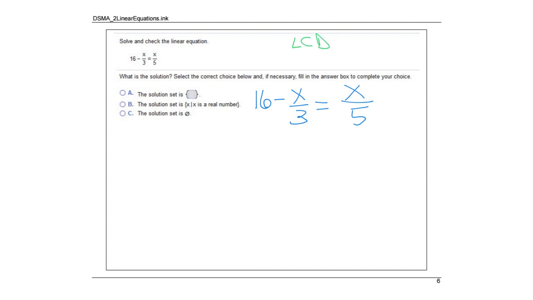In this case, technically we have 3 denominators. We have 1, 3, and 5, right? Those are our 3 denominators. The 3 and the 5 have nothing in common, and therefore we would just have to multiply them together. Okay, so let me rewrite with some space in here.